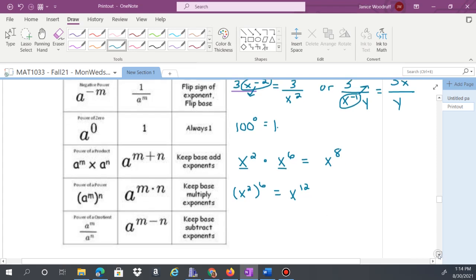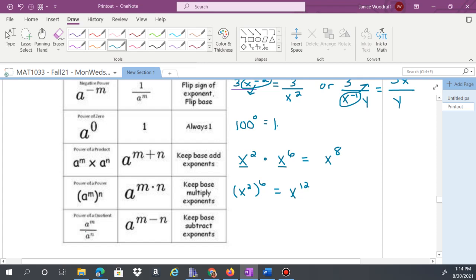And then the quotient rule: when you're dividing exponents with the same base, subtract the exponents. So if I have x to the 6th over x squared, I do x to the 6th minus 2, and I get x to the 4th.